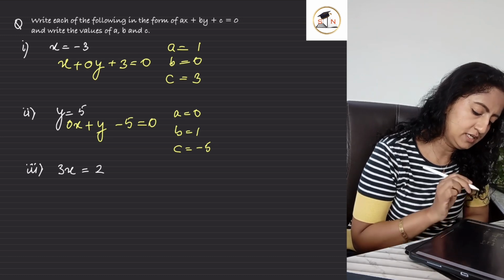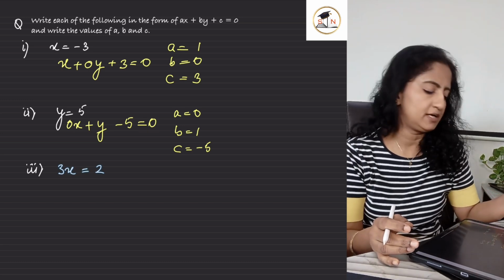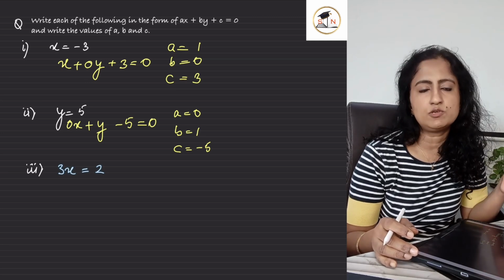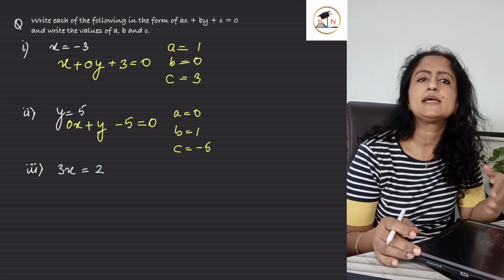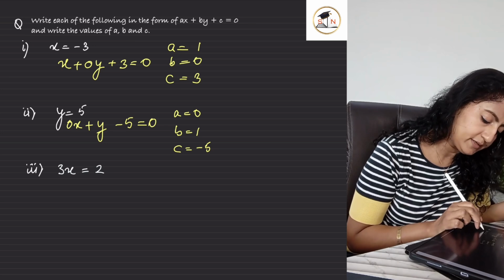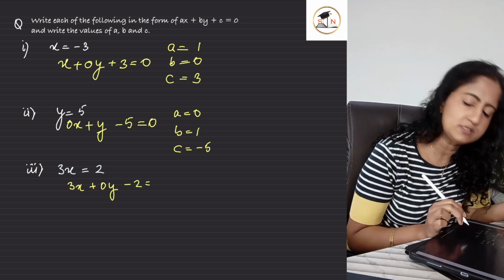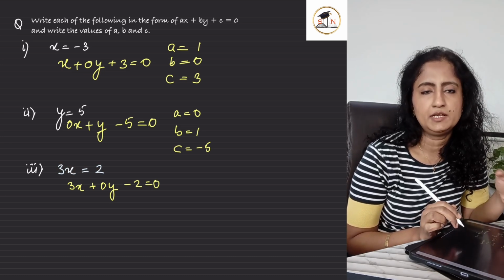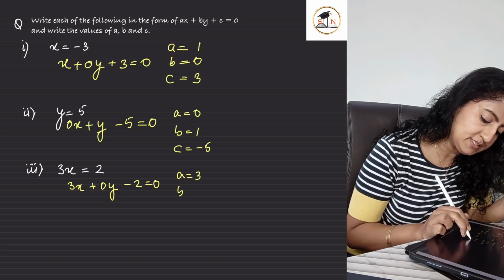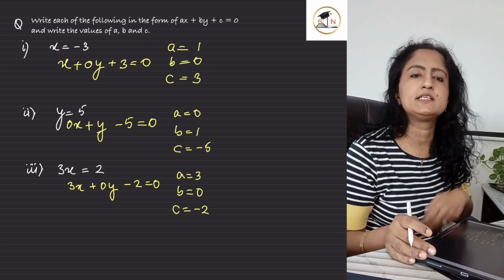And the last part on the screen, we have now 3x equals to 2. The question is almost similar to the first part that we had done on top. The only difference is in the first part, x was having a coefficient of 1. Over here, x is having a coefficient of 3. But y is still missing, right? So what do we get? 3x plus 0y minus 2 equals 0, right? Since y was absent, its coefficient becomes 0, right? Now, a is 3, b is 0, and c is minus 2. This is what we get in this part, right?